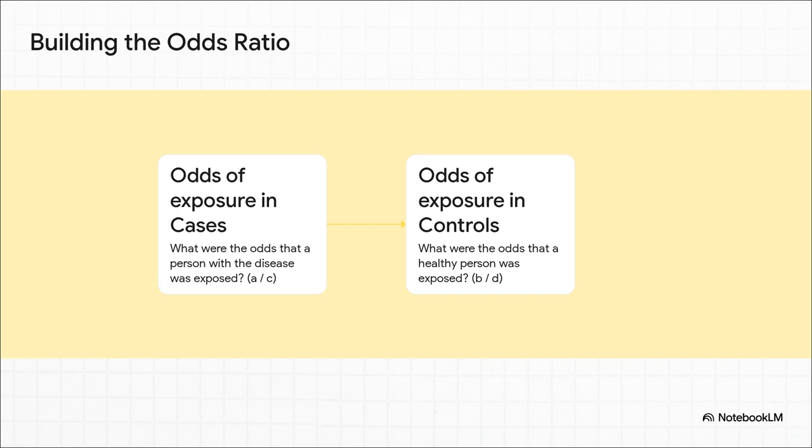So this is where the logic totally shifts. Instead of looking at the risk of getting the disease, we're now looking at the odds of having been exposed in the past. So first, we look only at the cases, the sick people, and we ask, what were the odds that they were exposed? That's just A divided by C. Then, we do the exact same thing for the controls, the healthy people. What were the odds that they were exposed? That's B divided by D.